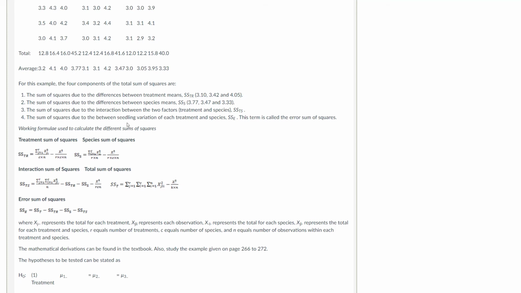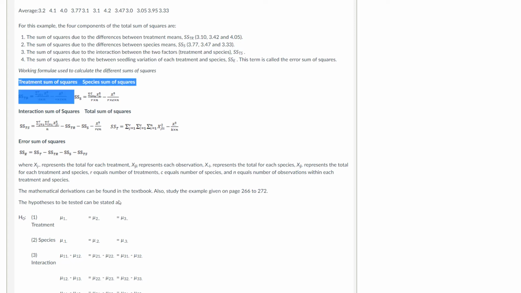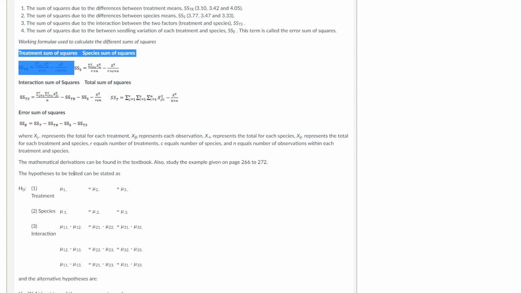And then we also have the interaction between two factors, the species and treatment. Similarly, what we did before, we will also try to find the sum of the squares. So I will show you all these equations, how I found that.